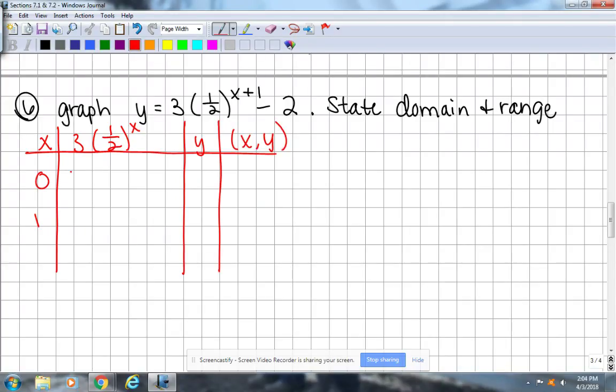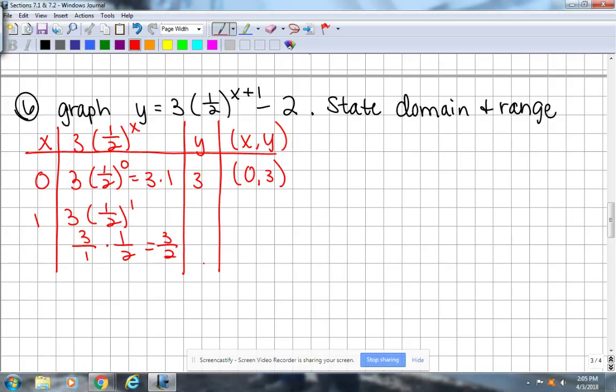All right, so the first one's easy because what is 1/2 to the 0 power? So what is 3 times 1? 3. And then I do 3 times 1/2 to the first power. What's 1/2 to the first power? So 3 over 1 times 1 over 2. Isn't that 3 over 2? Which is 1.5, if you want it as a mixed number.